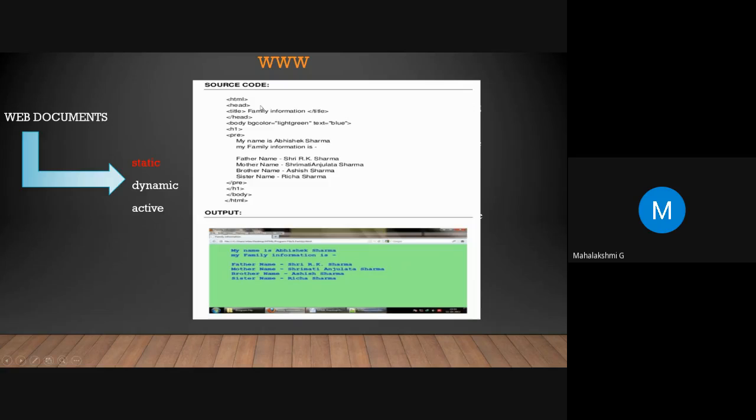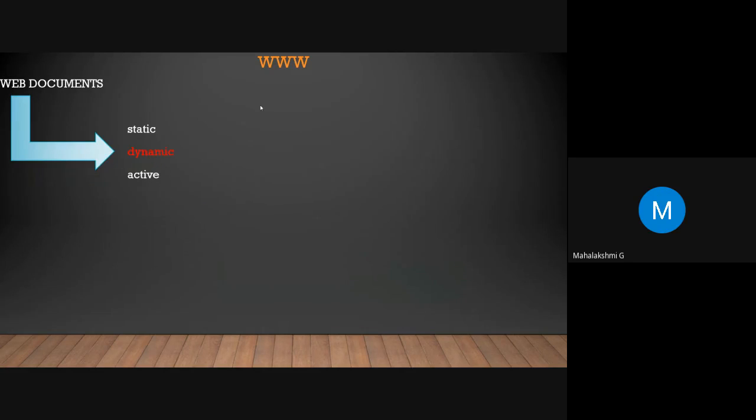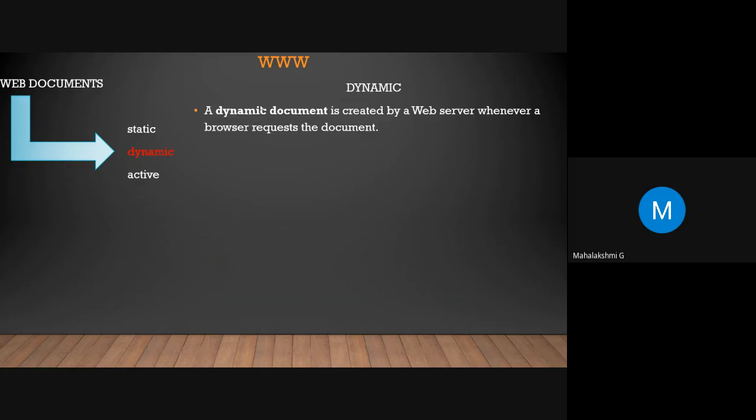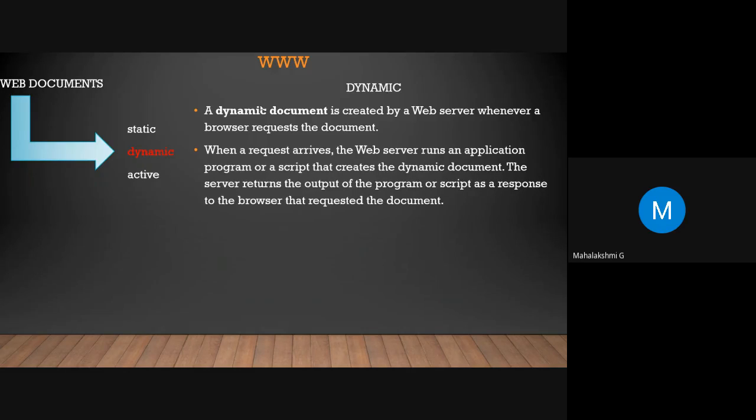Next, we will discuss dynamic documents. A dynamic document is created by a web server whenever a browser requests the document. When a request arrives, the web server runs an application program or a script that creates a dynamic document. The server returns the output of the program or script as a response to the browser. It is not just going to display, it is going to give the response to the browser.